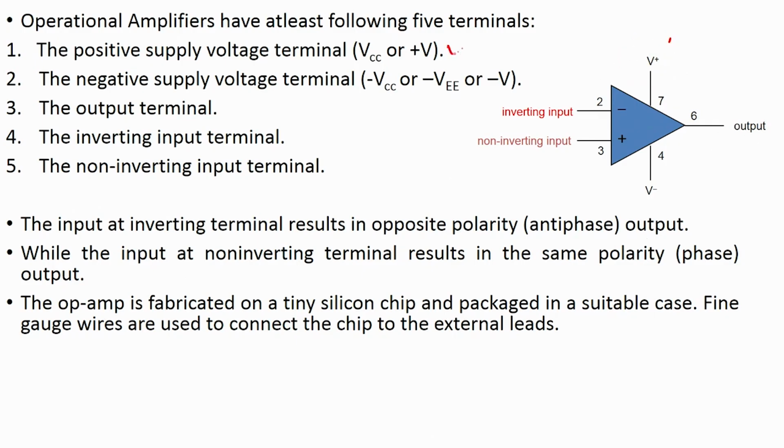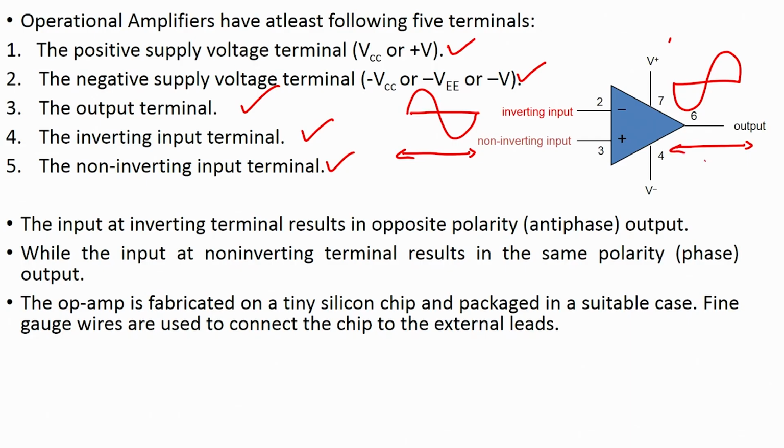It has a positive supply, a negative supply, an output terminal, and inverting and non-inverting terminals. Easy, very easy, right. Now, input at the inverting terminal results in opposite polarity. That means, if I apply an input in this particular fashion, my output here will be of opposite polarity. If this is 0 degree, this you can see is 180 degree out of phase. So, this is the anti-phase output.